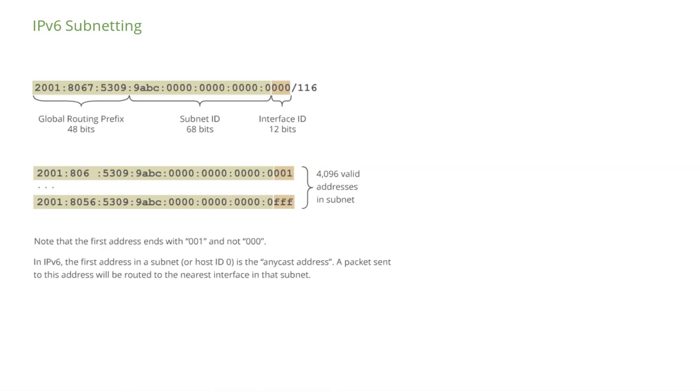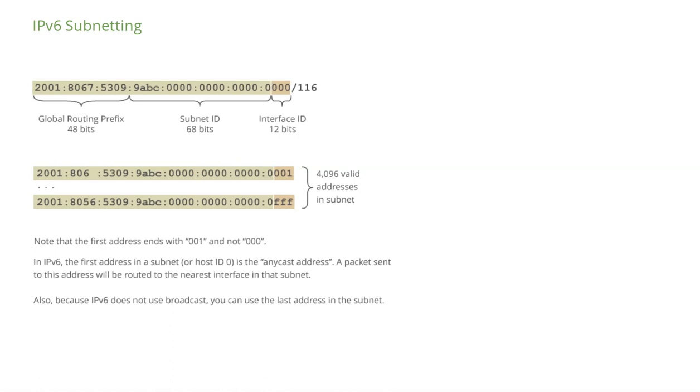The only exception to this rule is when you are defining a /127 prefix length for a point-to-point link. A /127 prefix length only allows for two IPv6 addresses, so you will need to be able to use both of them. Note also that because IPv6 does not use broadcast, you can use the last address in the subnet as a valid interface ID.